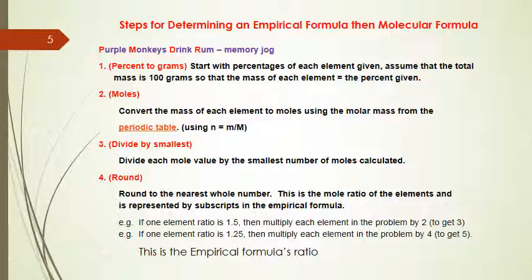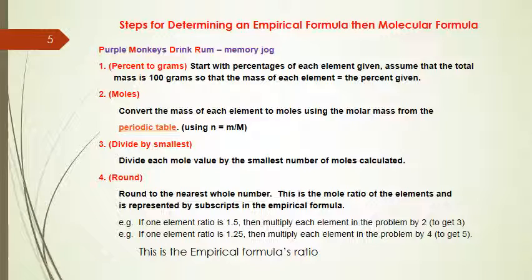So now you have a series of number of moles of each individual element in your proposed formula. The third step is to divide by the smallest. So you divide each value by the smallest number of moles calculated. I'm going to give you some worked examples, so don't fret if you don't understand this. We're going to work through this in class.